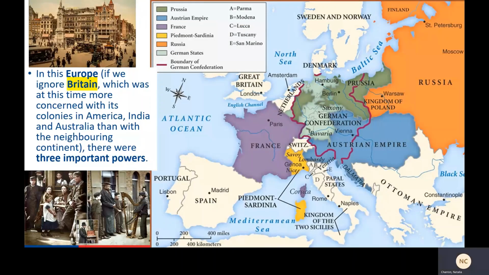In this Europe, if we ignore Britain, which was at this time more concerned with its colonies in America, India, and Australia than with the neighboring continent, there were three important powers. Those photographs are colorized pictures of Britain in the 18th century.